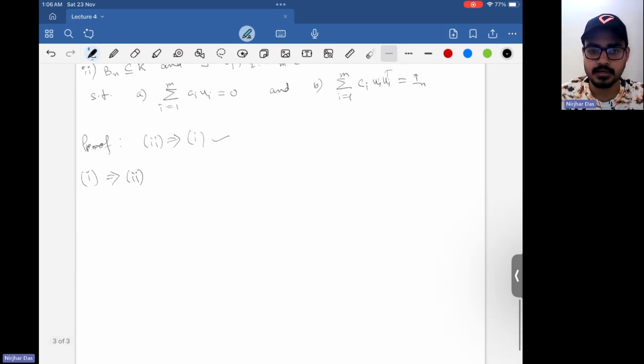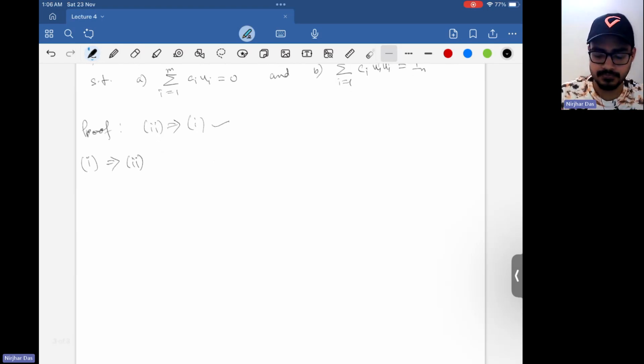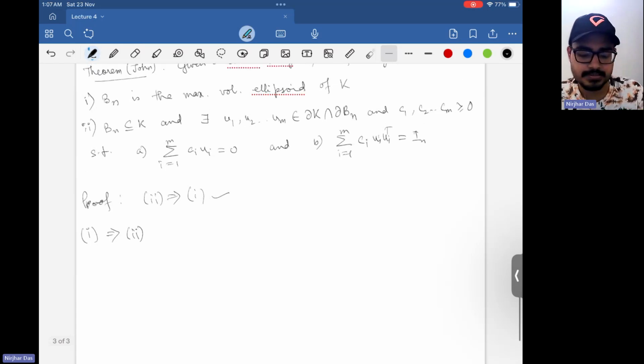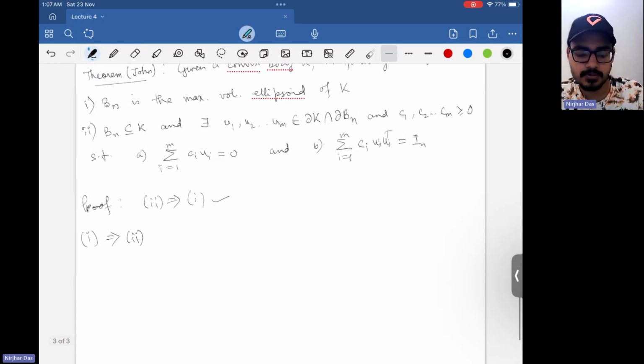And so let's start. Okay, the main idea for proving 1 to 2. What basically this says is that if the unit ball is the maximum volume ellipsoid of the convex body K, then we must be able to find a set of contact points and corresponding non-negative masses on these contact points such that these two conditions hold. And last time we saw that the first condition for a symmetric convex body is trivial. That's not giving you any new information. So we will focus on the second condition.